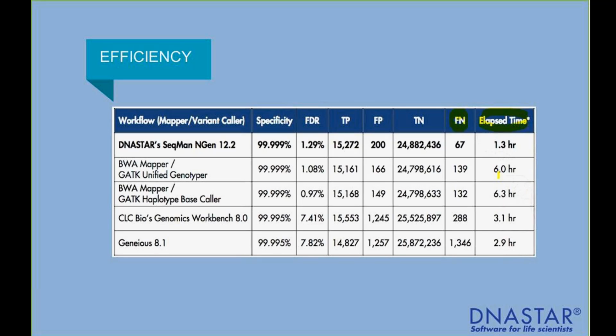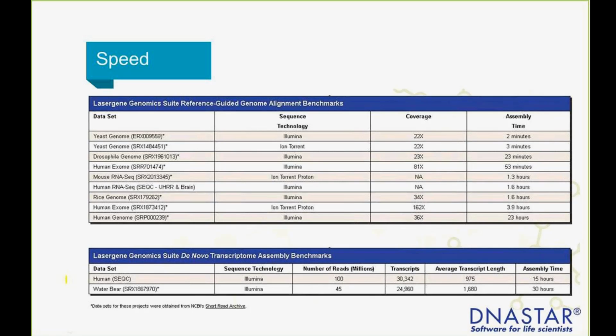And so we think we're in a very good position of having both the most accurate software and the fastest. And in terms of speed on other types of data sets, the assembly times range anywhere from a couple of minutes to several hours, depending on the size of the data. So again, very, very fast, very accurate, and the same algorithm that is used for all our different NGS workflows.